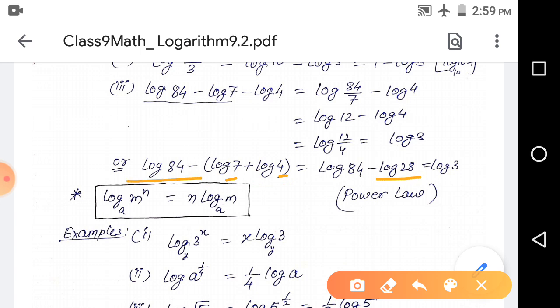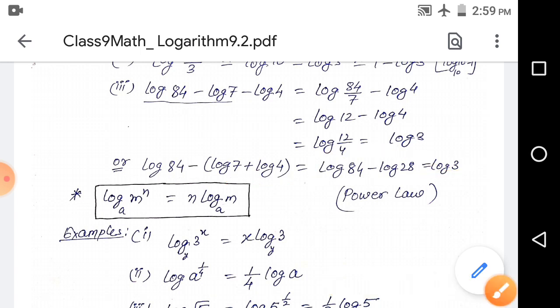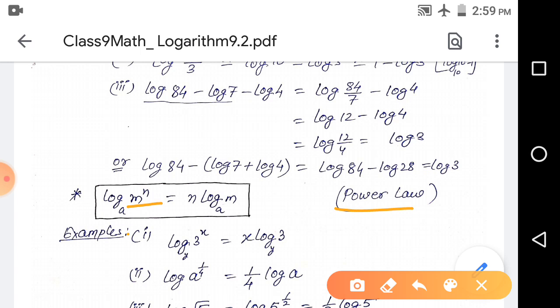So log 84 minus log 28, then we can use the quotient law, and finally we will get log 3. Now see the third type of law, which is called the power law. Now see, we have log base a of m to the power n, which is equal to n times log base a of m. This power is taken as a multiple here.